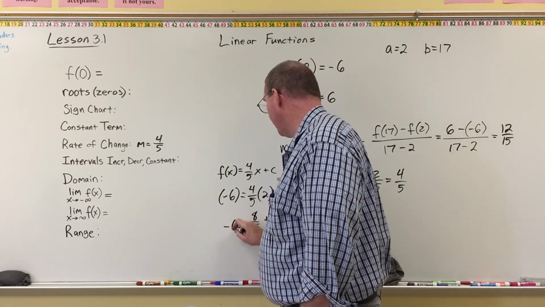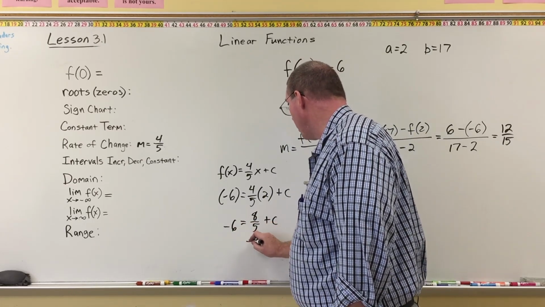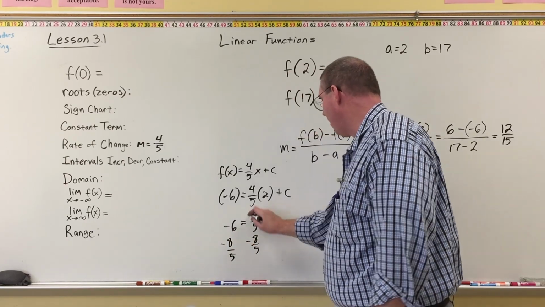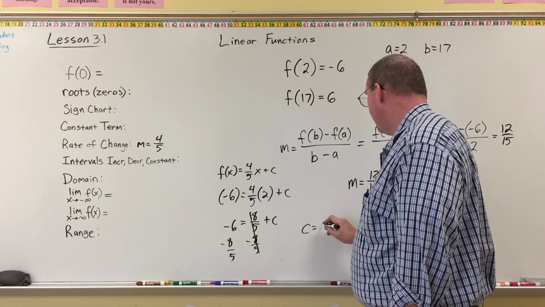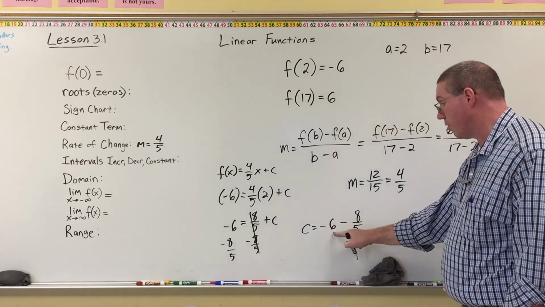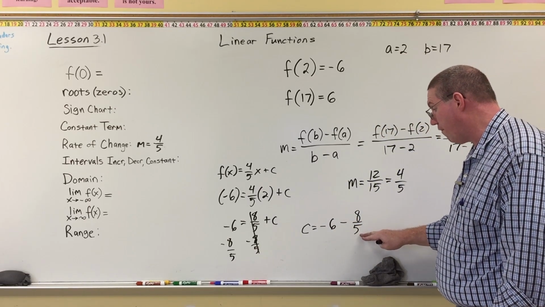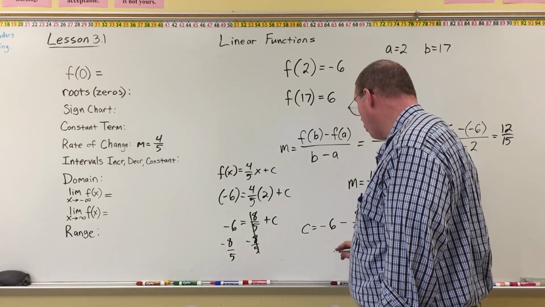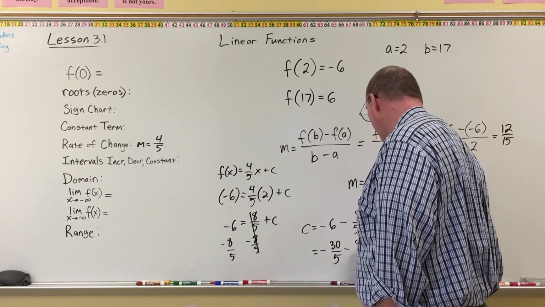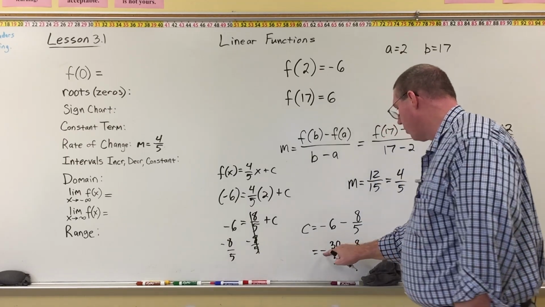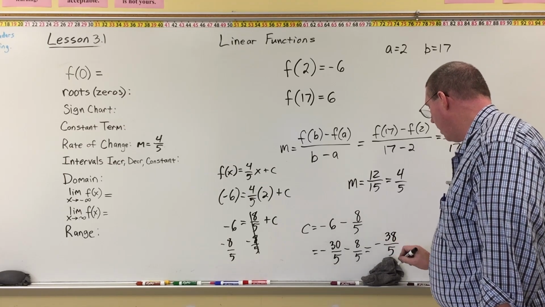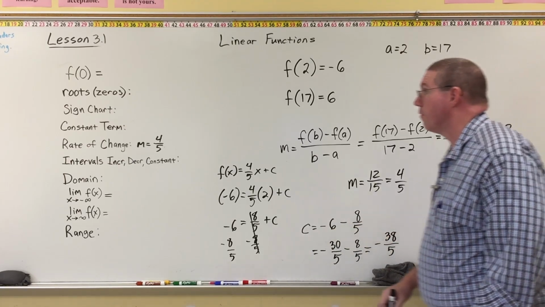And then over here we have negative 6. And now, to solve for c, we're going to subtract 8/5. Subtract 8/5. Now this can be a little weird. What we have now is we have c is equal to negative 6 minus 8/5. Now this 6 is going to have to turn into a fraction over 5, okay? Well, 6 is the same thing as 30 over 5. So what we can say is negative 30 over 5 minus 8 over 5. And now we're going to do negative 30 minus 8. That's negative 38. And it's over 5. And so our constant term is negative 38 over 5.